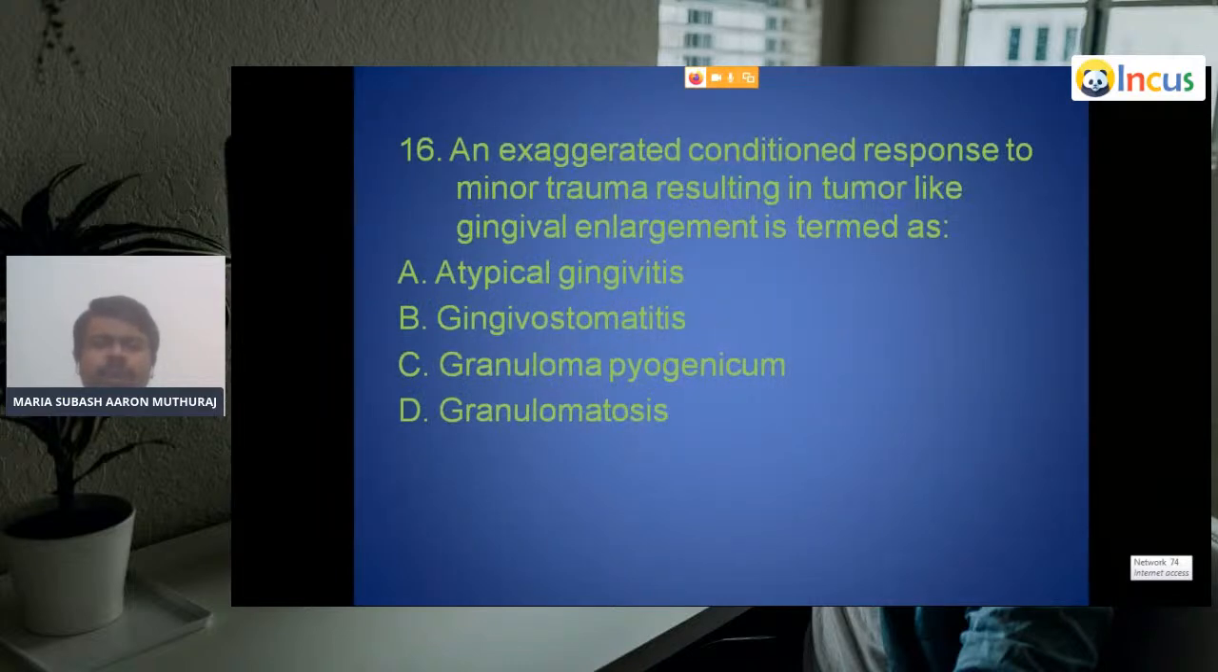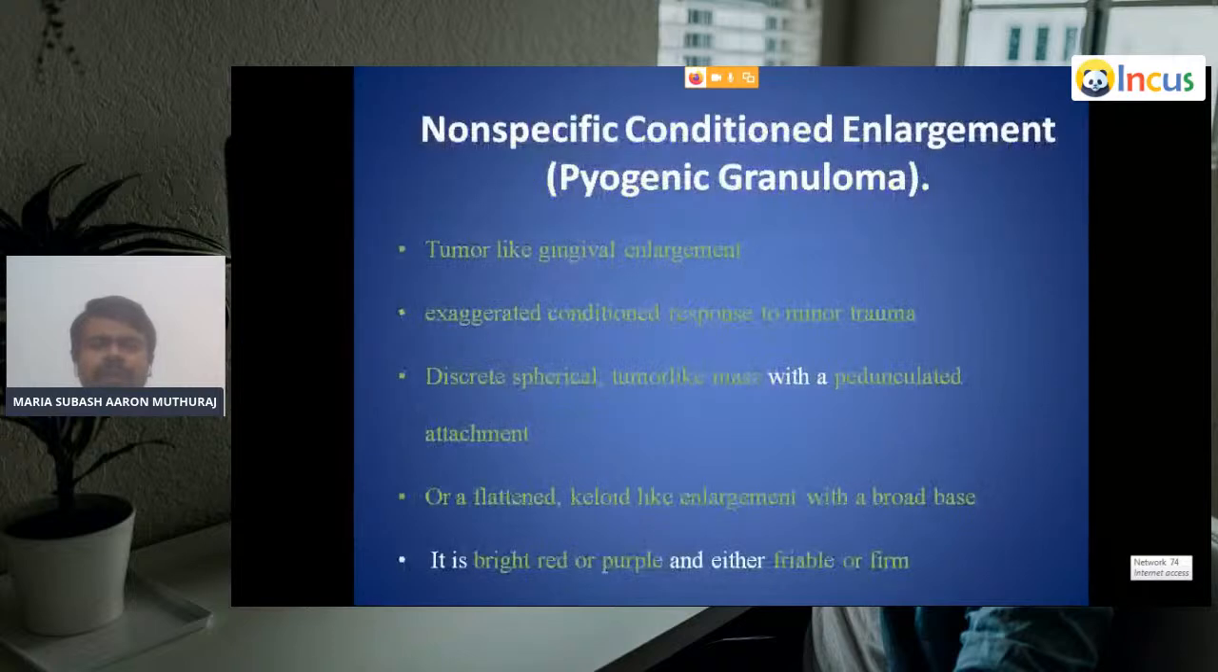An exaggerated conditioned response to minor trauma resulting in tumor-like gingival enlargement is termed granuloma pyogenicum, or pyogenic granuloma. It is a non-specific conditional enlargement, with an exaggerated response to minor trauma.